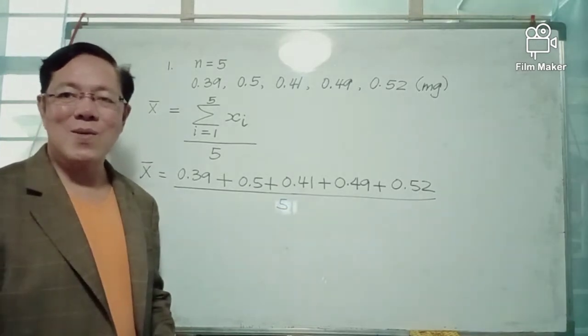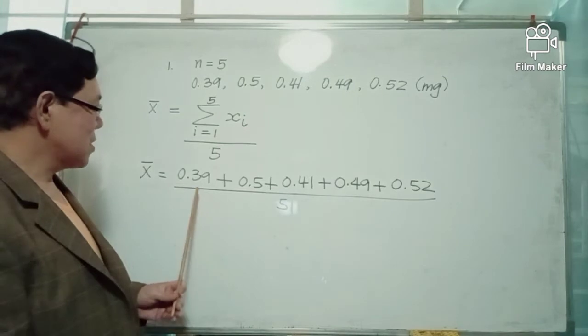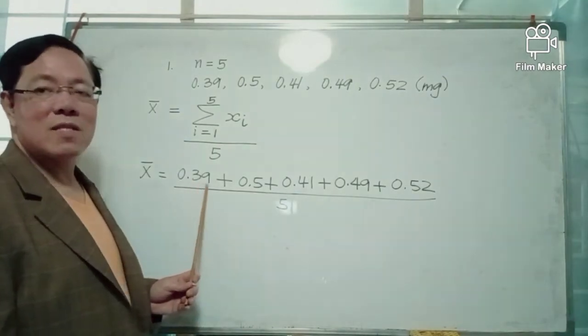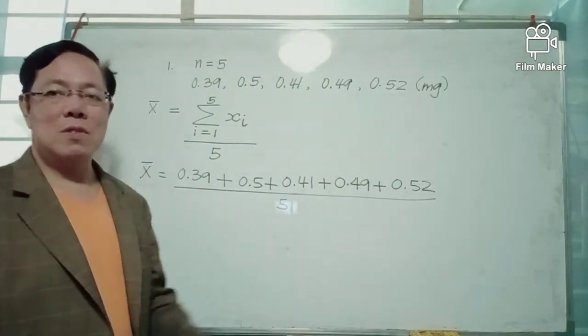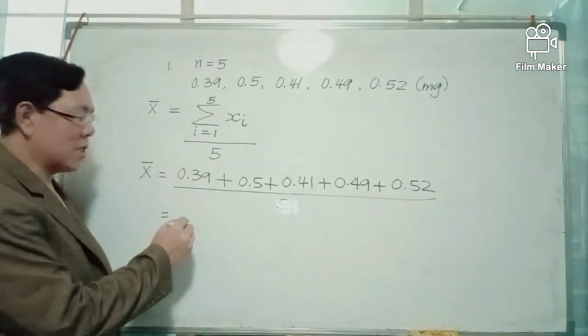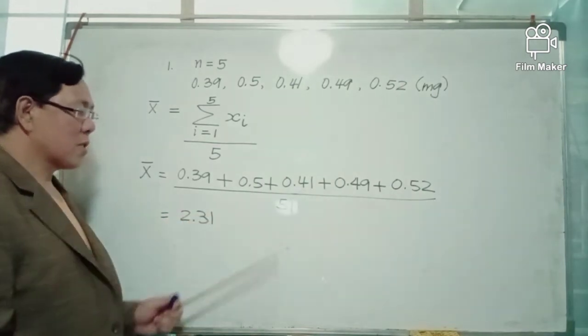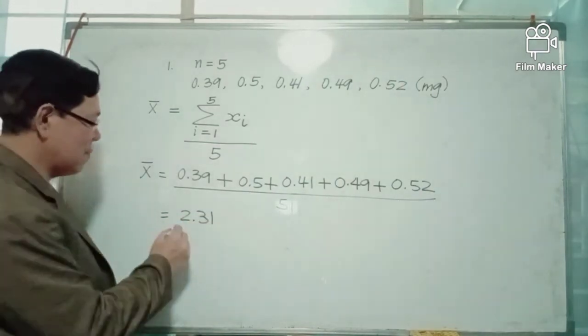In statistics, you are allowed to make use of your calculator. And using your calculator, you get the sum of these 5 values, and you should get a sum of 2.31. 2.31 is divided by 5.